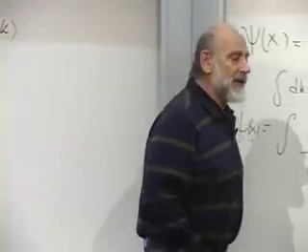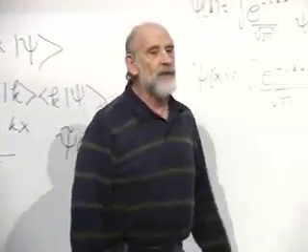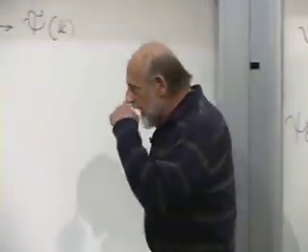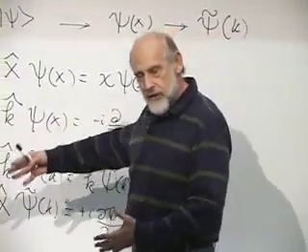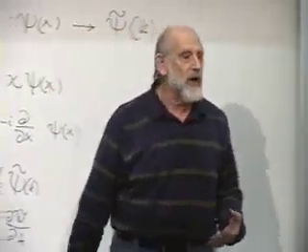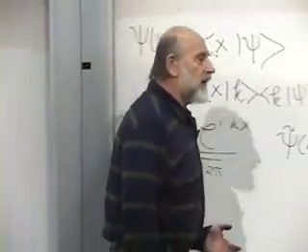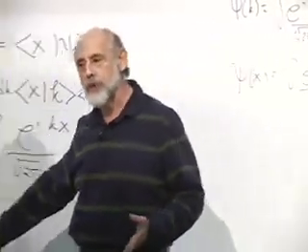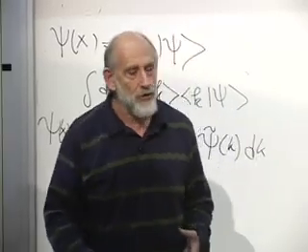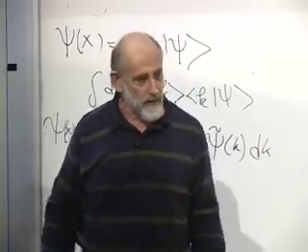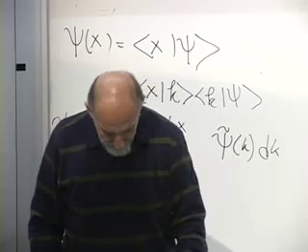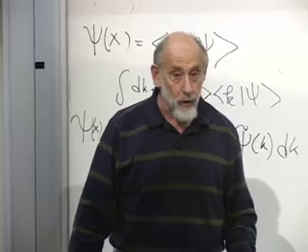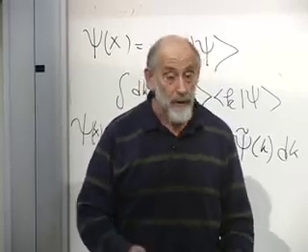And in fact, it's as bad as it could be. A state of definite momentum has a completely uncertain position. And by symmetry, by now you can see there's a symmetry between the two problems. So if a state of definite momentum is smeared all over the place in position, then a state of definite position has a completely uncertain momentum. That's the character of the position-momentum correspondence, if you like.